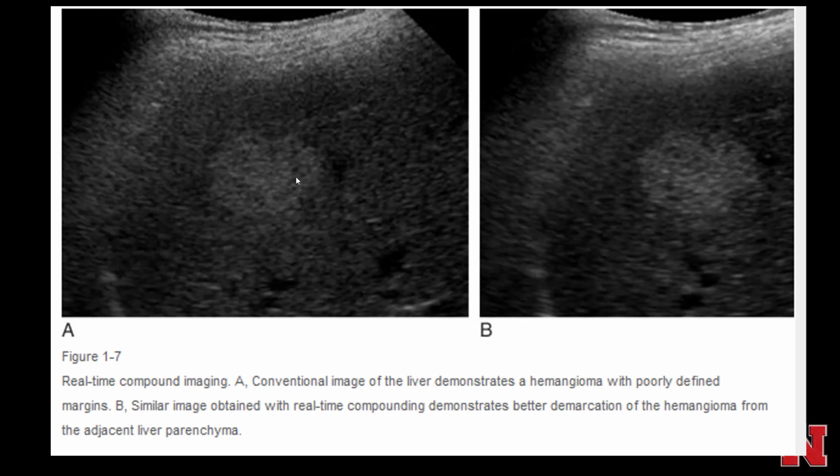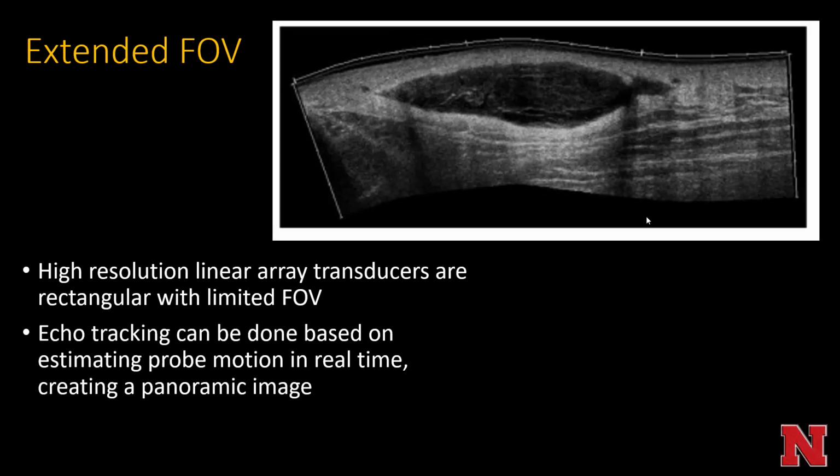Here's an example of a liver hemangioma. Here is the regular imaging. Here's with compound imaging on, and you can see the outline of that echogenic hemangioma liver mass much better with compound imaging on. Here's an extended field of view.